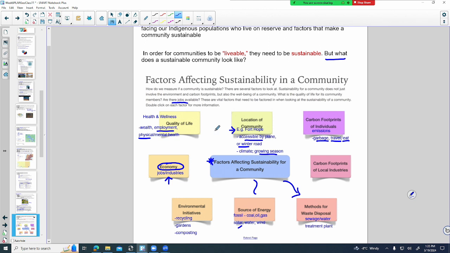Okay, and finally, what about environmental initiatives? Will they have recycling available? Can they have their own garden? So what's the soil like? Or composting?